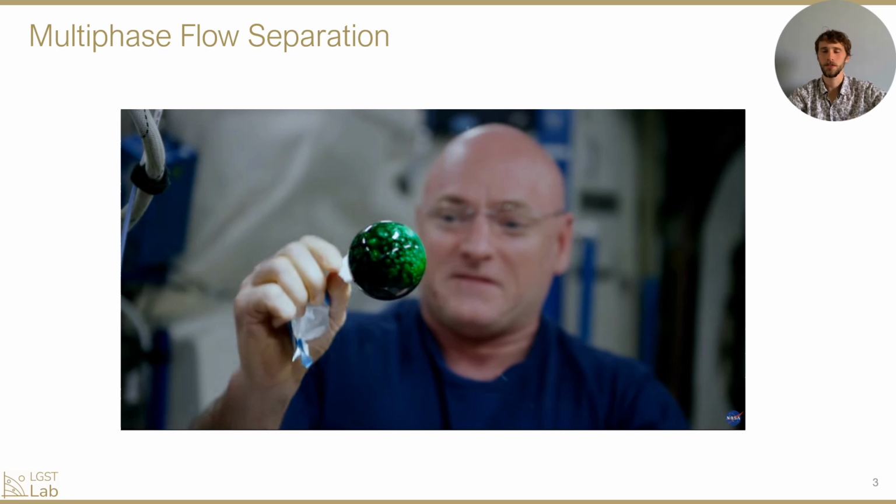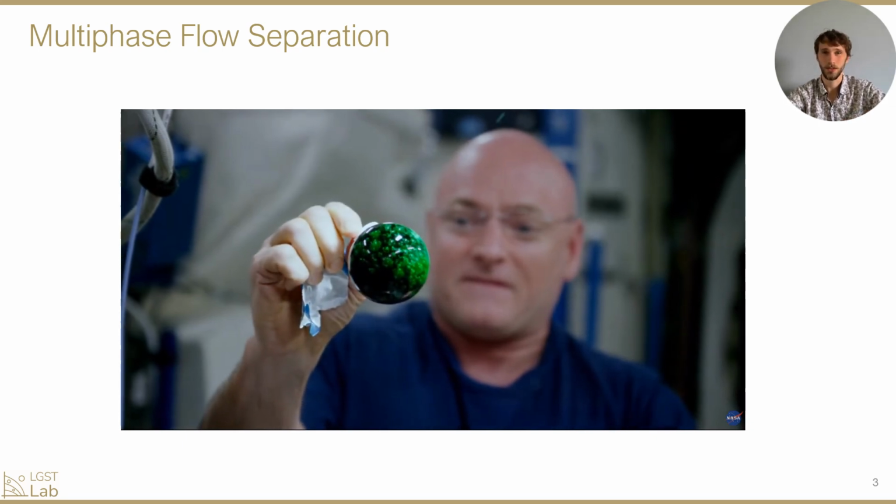Multiphase flow separation just means trying to separate some combination of liquids, gases, and/or solids. And typically on Earth this is pretty simple. Bubbles will just float up out of liquids, or a rock, if you drop it, will just fall to the ground. But in neutral buoyancy environments, like on the International Space Station, this isn't so simple.